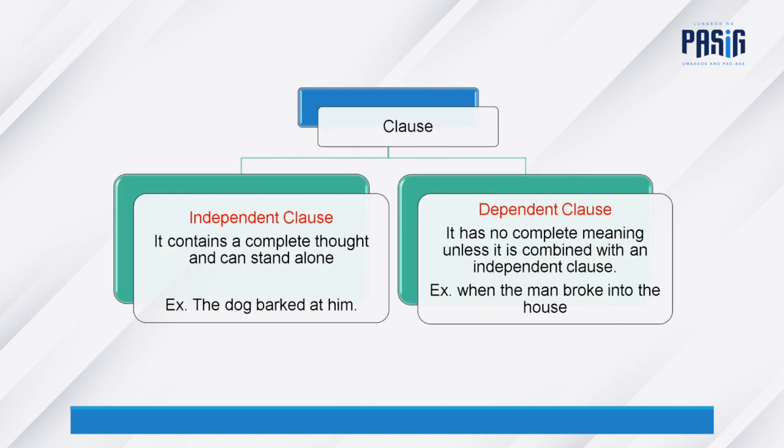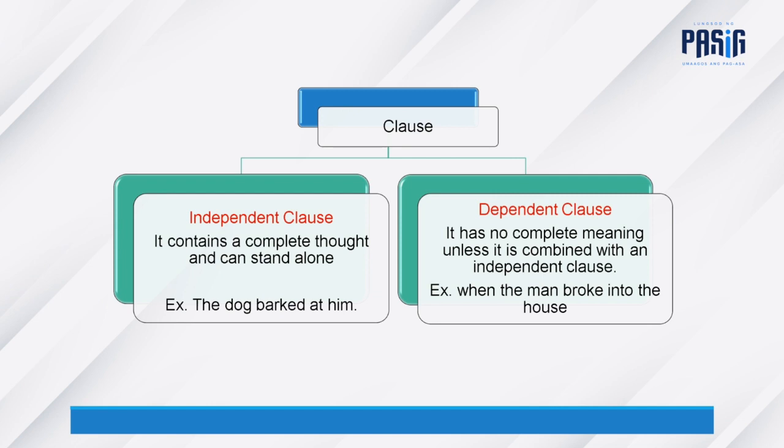Unlike phrases, a clause can sometimes act as a sentence. This type of clause is called an independent clause. Independent clause contains a complete thought and can stand alone. Example: the dog barked at him. This isn't always the case, and some clauses cannot be used on their own. These are called the subordinate or dependent clause. Dependent clause has no complete meaning unless it is combined with an independent clause.